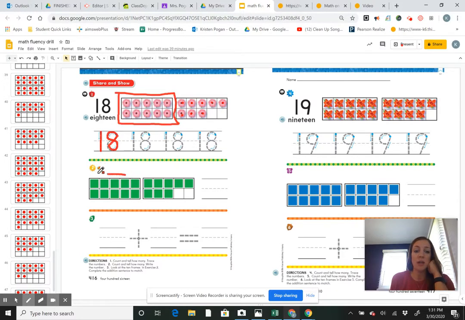Number 2, again, I see a full 10 frame, so I can quickly say 10 and count on. 11, 12, 13, 14, 15, 16, 17, 18. I just had practice tracing, now I'm writing on my own, and 18 is a 1 and an 8.